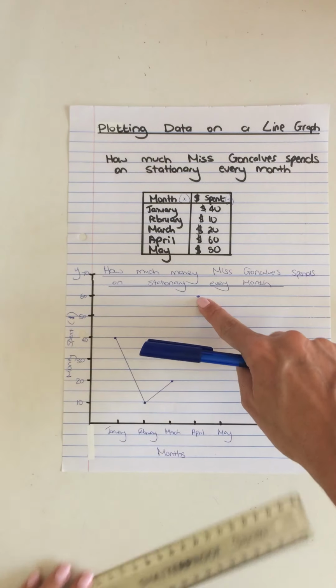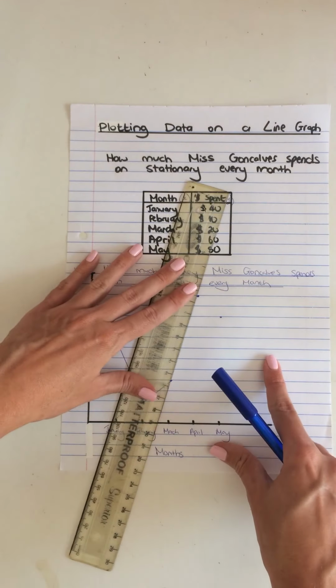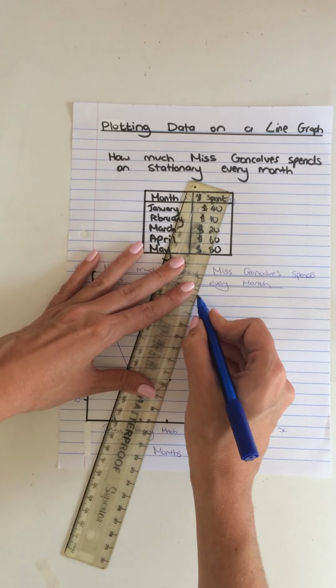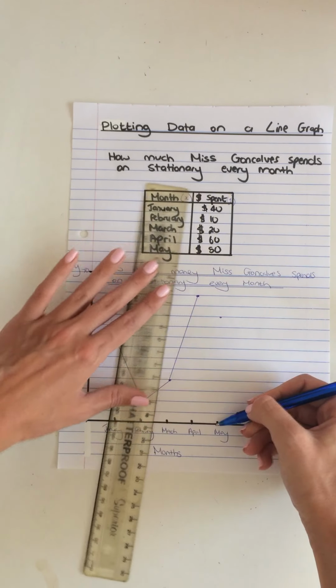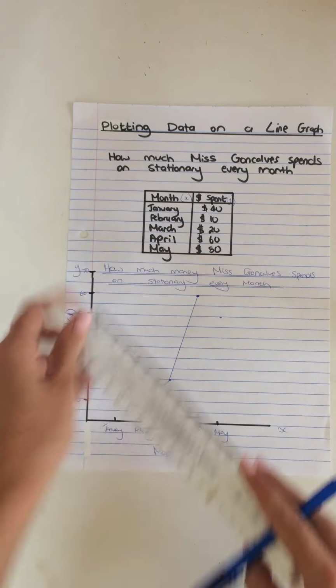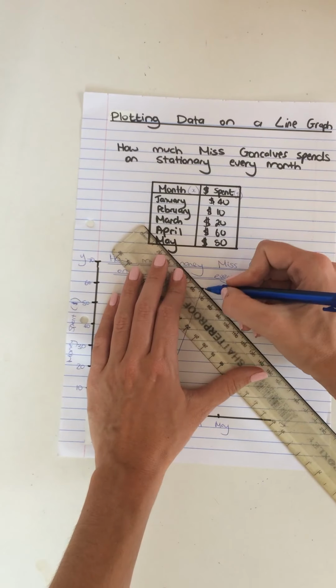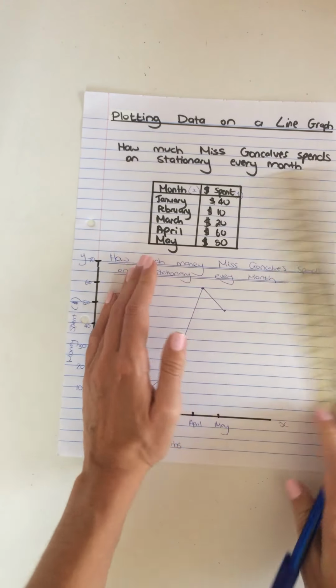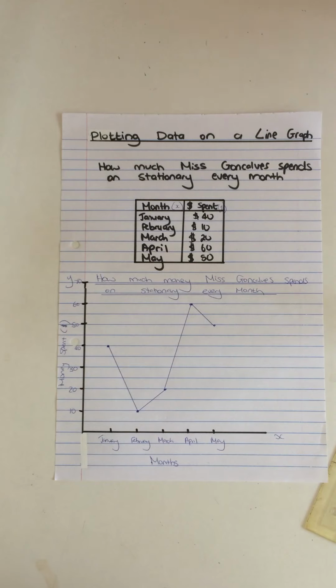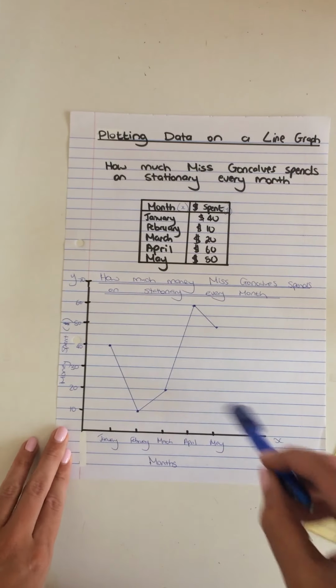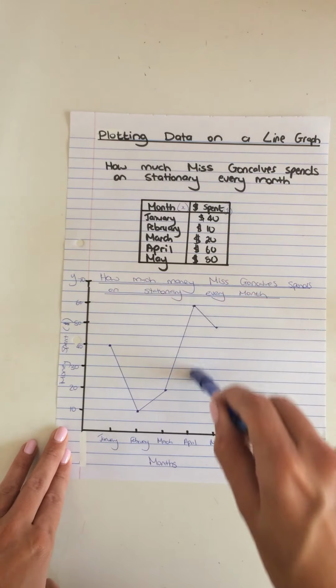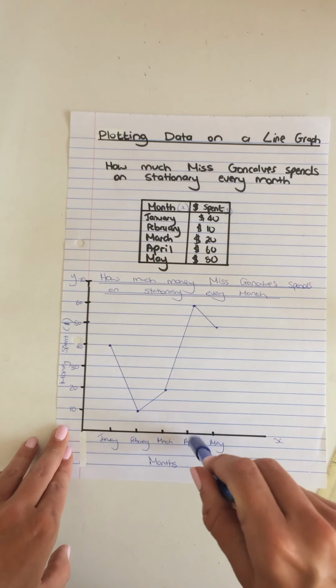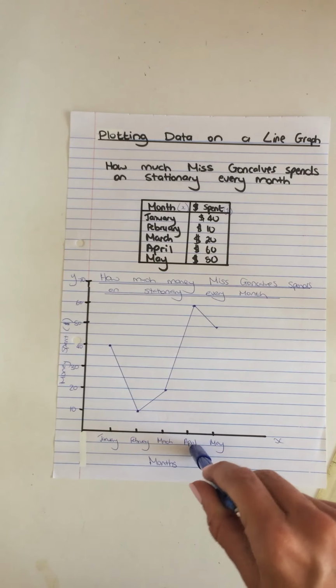March to April, my dot's up there, so I'm going to use a ruler to draw it together. And lastly, May is over there, so I'm going to use my ruler to join them together. And this is our line graph. It helps us to see, in a quick instant, how much we spent in each month. And just from looking at this, I can see that I spent the most over here, and that month was April. So Miss Gonzalez spent the most amount on stationery in April.